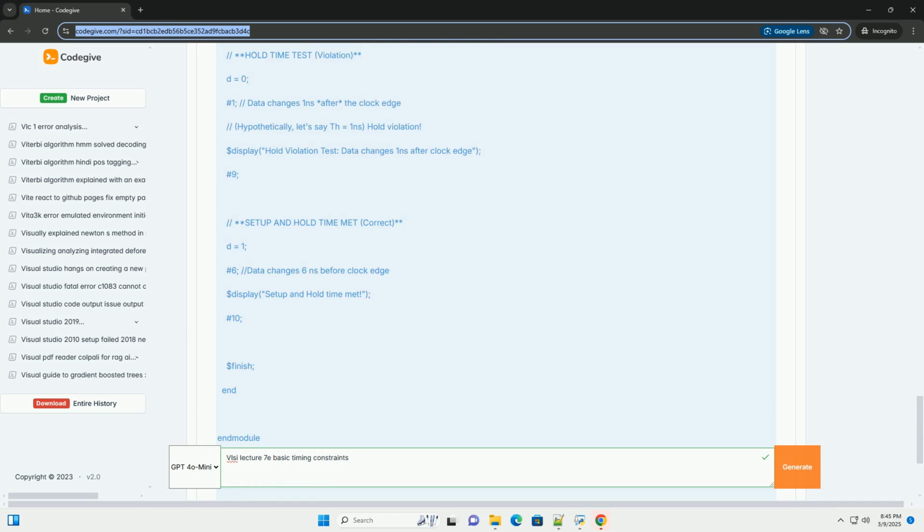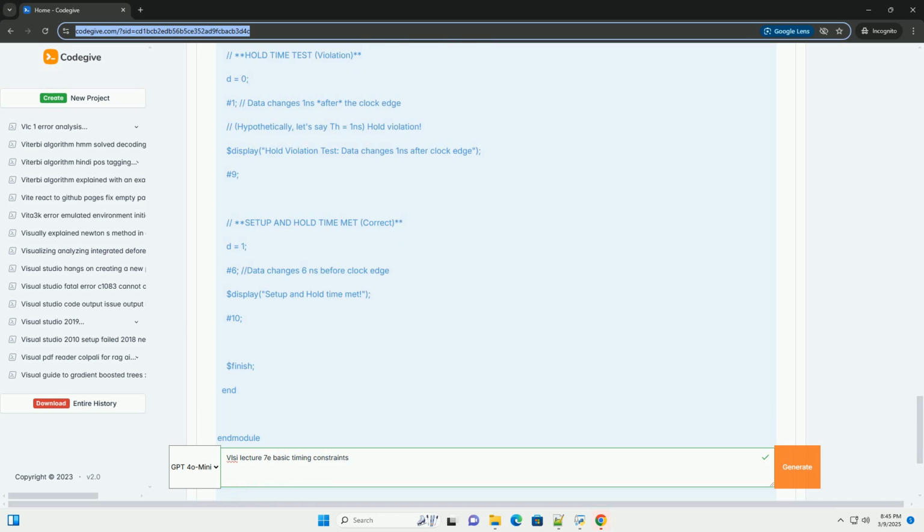Clock jitter: clock jitter is the variation in the clock period from cycle to cycle. It can affect timing margins and increase the risk of timing violations. Clock skew: clock skew is the difference in arrival times of the clock signal at different flip-flops. While clock skew can be detrimental, controlled clock skew can sometimes be used to improve timing.